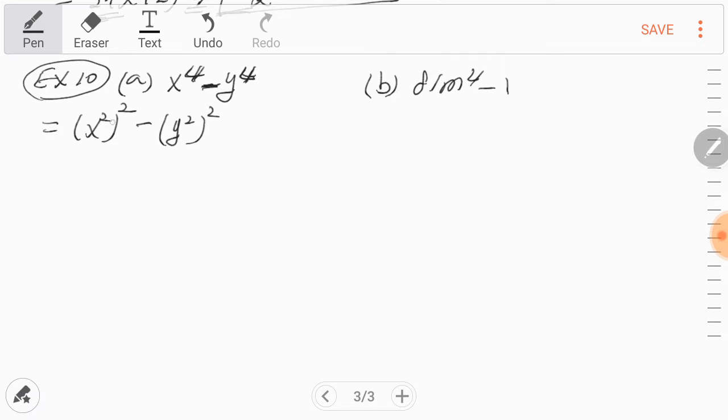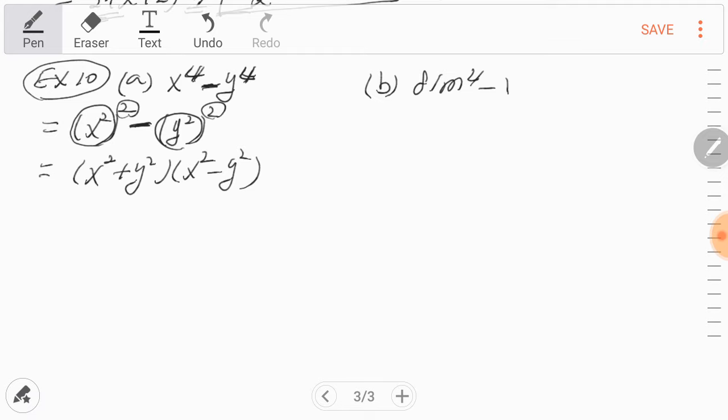A power of another power means we multiply the exponents. 2 times 2 is 4. So this is okay, right? This expression is now a difference of two squares. Then we can write it as a plus b, a minus b, so with x squared and y squared, a is x squared: x squared plus y squared times x squared minus y squared.